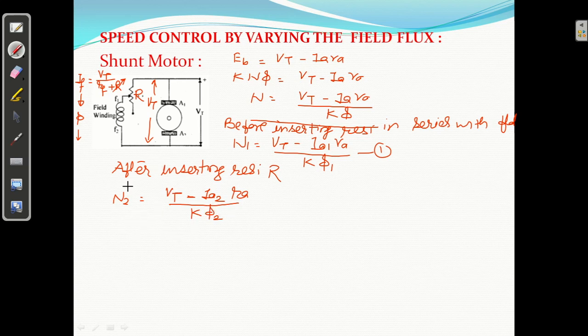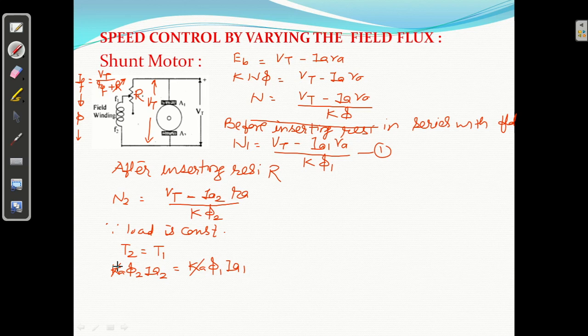Now, when you are controlling the speed, what about the torque? Is the load constant or not? Yes, since the load is constant, torque will also be constant. If the load is constant, torque will be constant. Say T2 equal to T1. So K Ka phi 2 Ia2 equal to Ka phi 1 Ia1. K is the same.